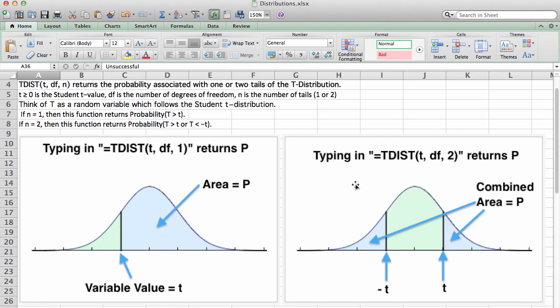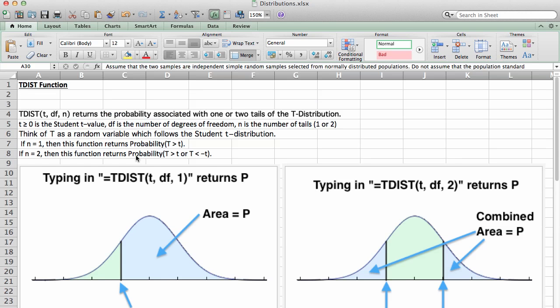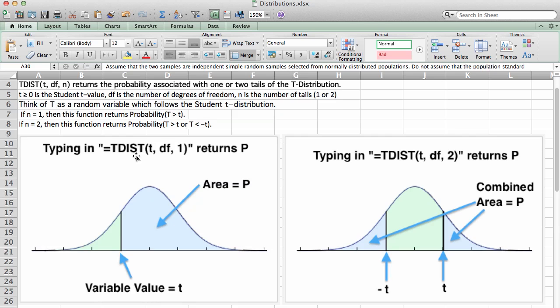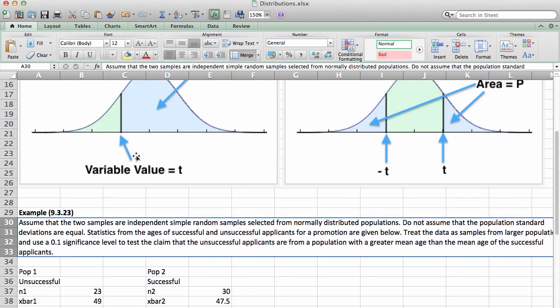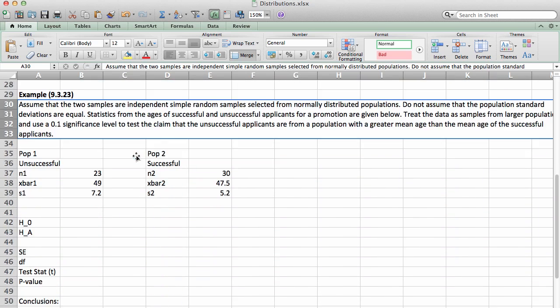So you have to learn how to use this thing to get the areas that you're really interested in by giving it the right t value. Let's take a look at an example. In this class we pretty much only use the TDist function to do hypothesis tests involving means.